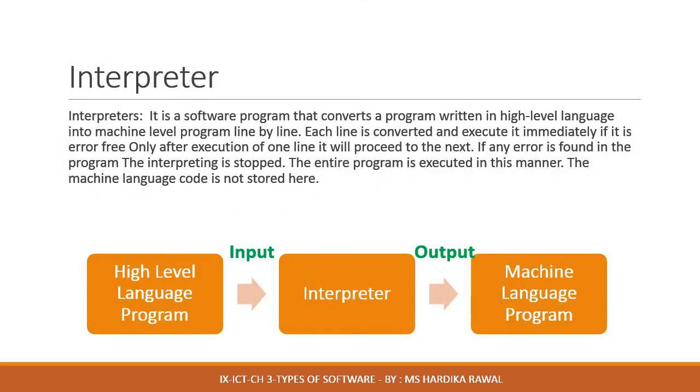An interpreter is a software program that converts a program written in a high-level language into machine language line by line. Each line is converted and executed immediately if it is error-free. Only after execution of one line it will proceed to the next. If any error is found in the program, the interpreting is stopped. The entire program is executed in this manner. In this case, the machine language code is not stored.